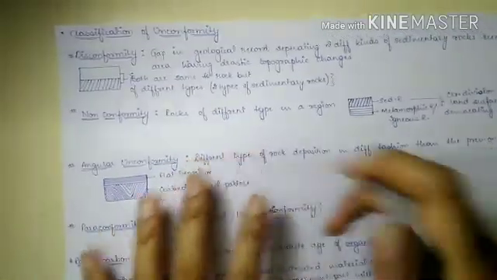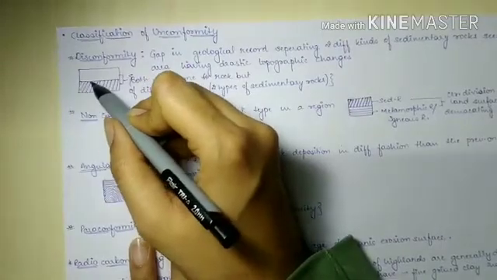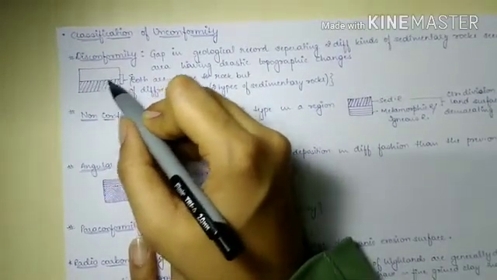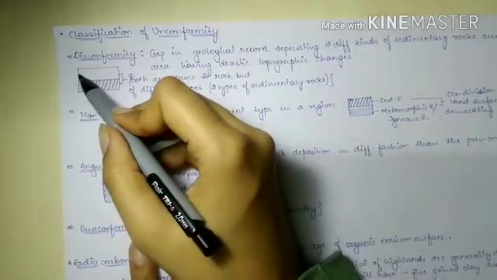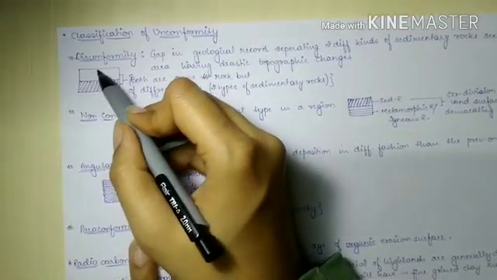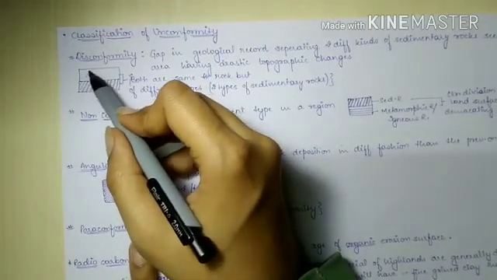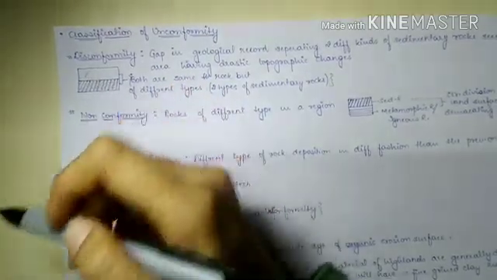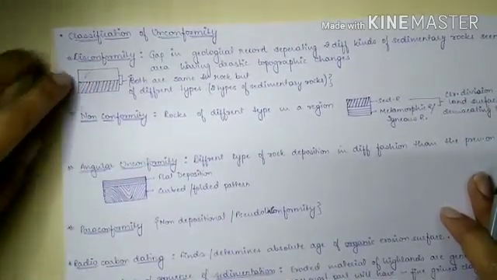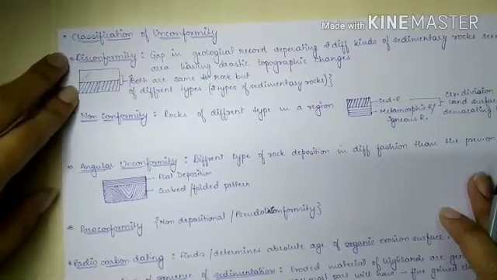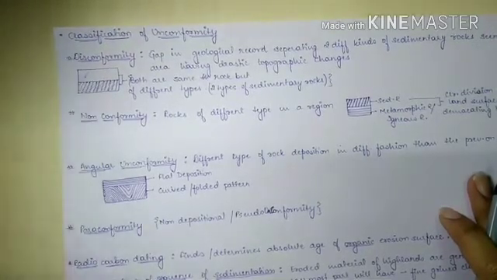So this is the diagram. These both are sedimentary rocks, but they are of different types. This one is formed from a different rock, and this one is formed from a different rock. So this is known as disconformity, in which there is the same rock but of a different type.